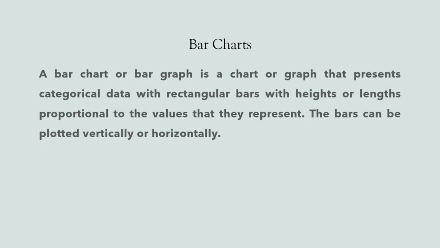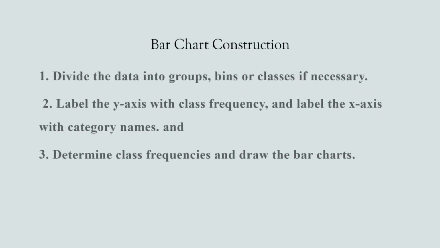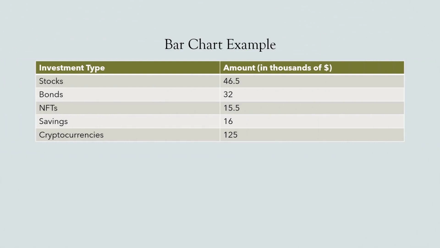1. Divide the data into groups, bins, or classes if necessary. 2. Label the y-axis with class frequency, label the x-axis with category names. 3. Determine class frequencies and draw the bar charts. Let's look at an example.